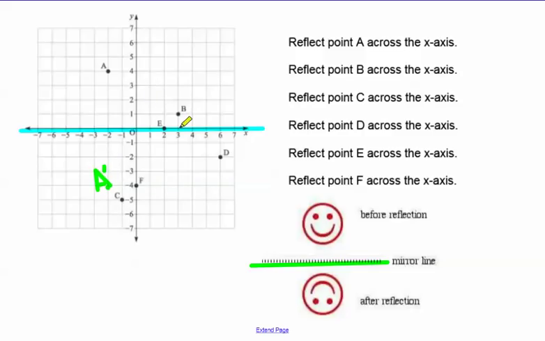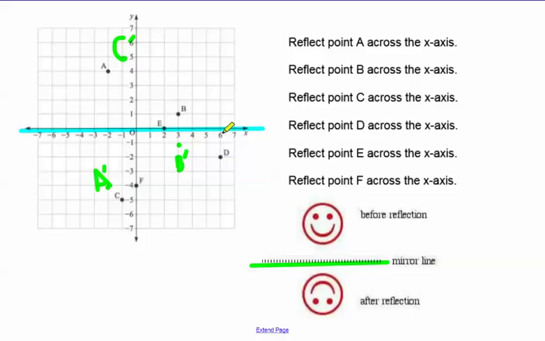All right, let's look at B. Reflect B over x, so B is 1 away. So on the other side of x, it's going to be 1 away. And we call that guy B prime. Looking at C. C is 5 away from the x-axis. So on that same level, we're going to make it 5 away on the other side of the line of reflection, and we call that guy C prime.